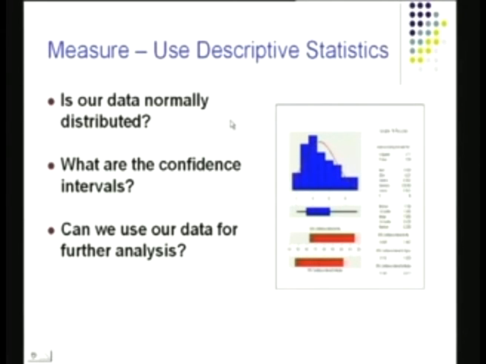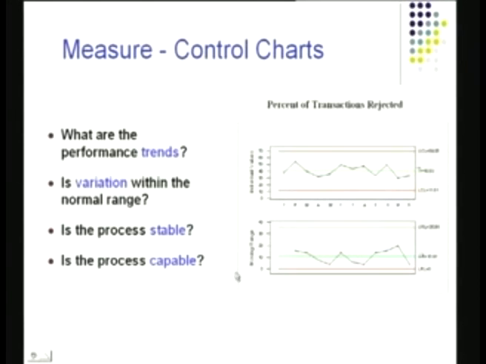Measurement, of course, you can use descriptive statistics very well. Is the data normally distributed? That I can find out by drawing the histogram for it. What are the confidence intervals? That also can be found out. Once I've got the data there, I can find out what I can say about the output coming out with 90% confidence. And can I use the same data for further analysis? These would be the various descriptive uses of the data.